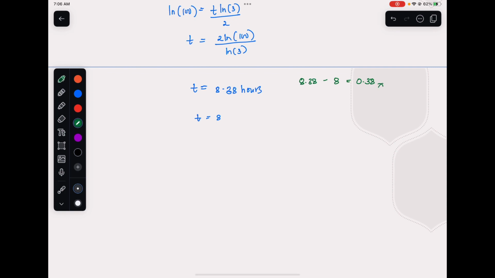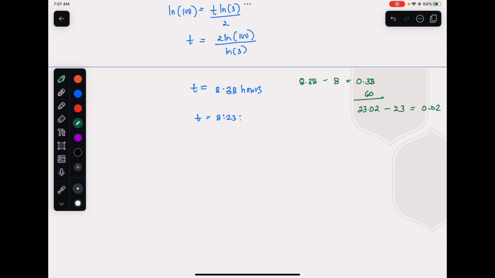But then 1 hour corresponds to 60 minutes. So that's why we multiply 0.38 by 60, which is approximately 23.02. And again, we subtract the whole number, 23 minus 23, to give us 0.02. That is 0.02 of a minute.